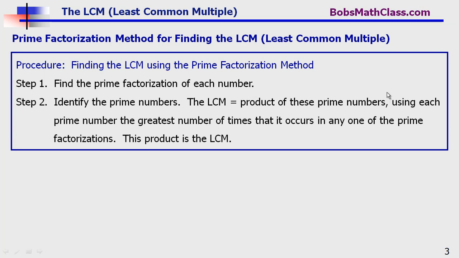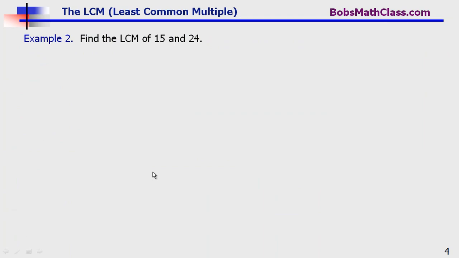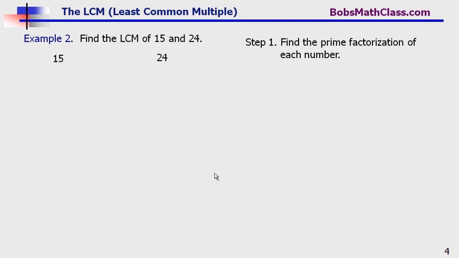Okay, ready? Let's do it. Find the LCM of 15 and 24. It's a number that these numbers will divide evenly into, so it's bigger than 15 and bigger than 24. Step 1. Find the prime factorization of each number. Let's write down 15 and 24 and find the prime factorization. I'm going to do the tree method, but if you wanted to use the division method, that's fine. So 15 is 3 times 5. You might want to pause and then work out the other one.